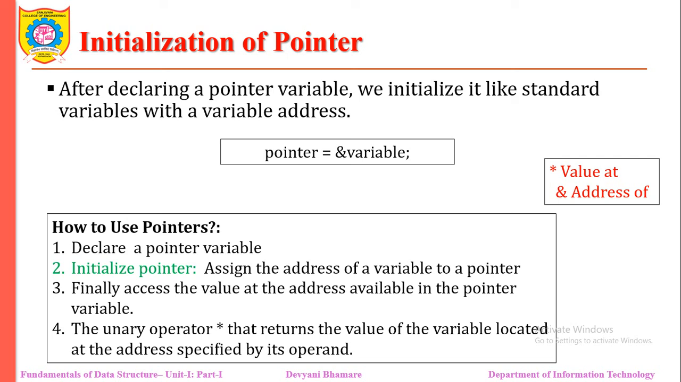Means who lives at flat number 10? Rahul. Means we are accessing Rahul. How? With the help of the address. What is the address? Flat number 10. So in that fashion, we can access the value at the address available in the pointer variable. And for that, the operator we use is the asterisk, which is called the value at operator.